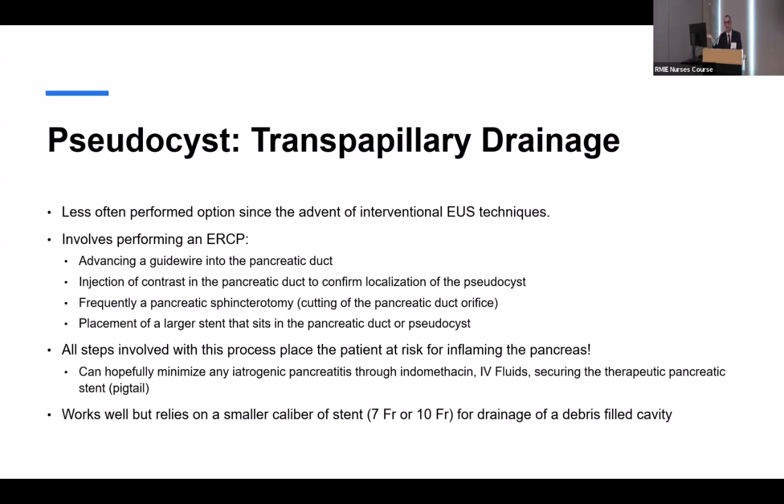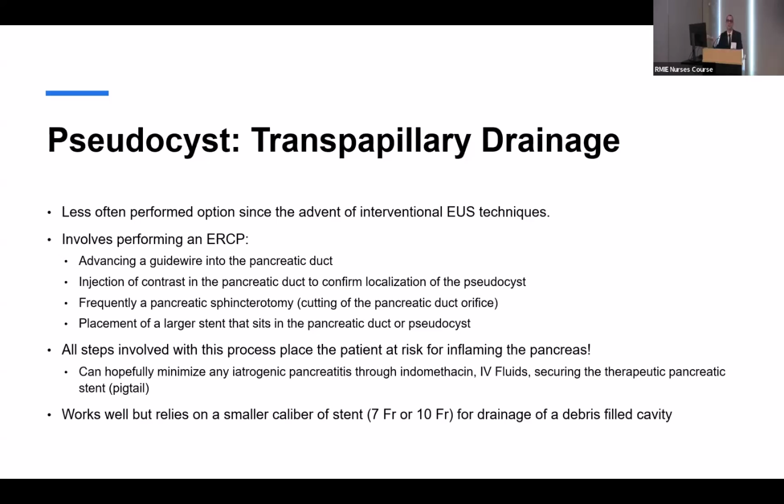Transpapillary drainage doesn't rely on that, okay? You have, say, for instance, someone with jaundice, and they have a pseudocyst forming right where the bile duct and the pancreatic duct are meeting, and it's compressing your bile duct.